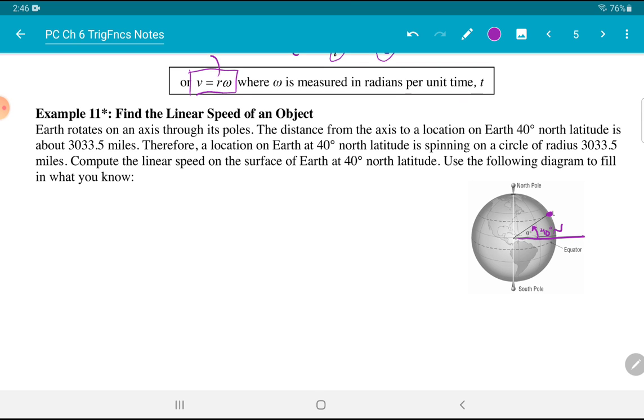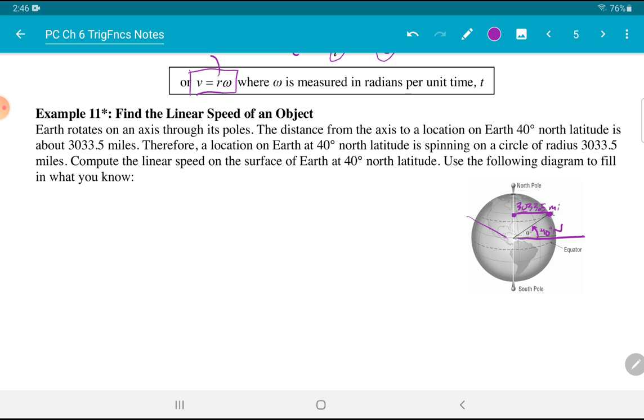Okay, it says that the distance from the axis, so the axis is here, to a location on Earth. So if you can imagine, my line is kind of like going through Earth right now. It's like in the middle, inside the planet. And I'm finding how far that distance is. That distance is 3,033.5 miles right there. So therefore, a location on Earth at 40 degrees north latitude is spinning on a circle of radius 3,033.5 miles.